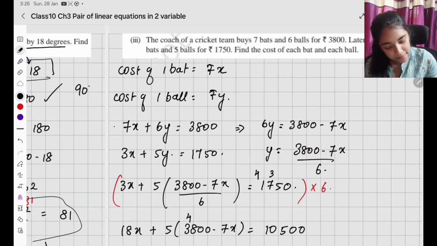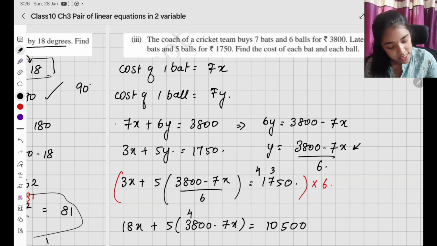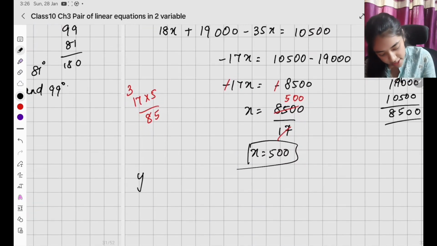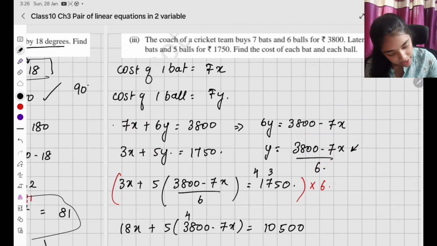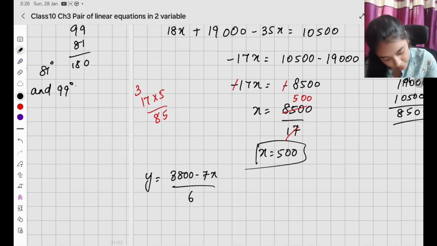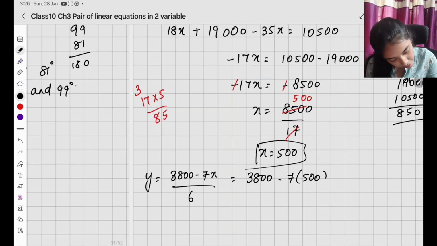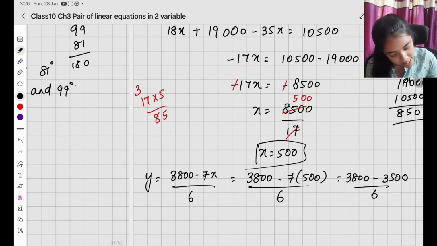Now what is the y value? What is the y equation? y equals (3800 minus 7x) divided by 6. So we have (3800 minus 7 into 500) divided by 6. So we have 3800 minus 7 5s are 35, so 3500, divided by 6. 3800 minus 3500 is going to be 300. So 300 divided by 6. 6 5s are 30. So 50 rupees.